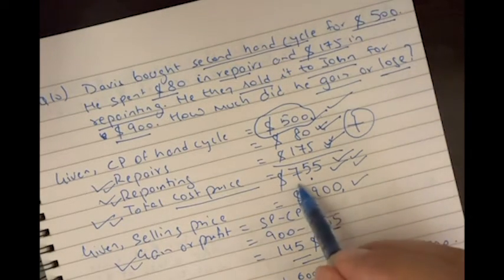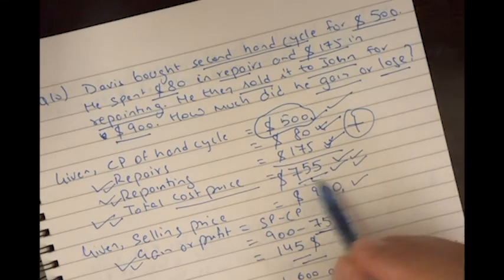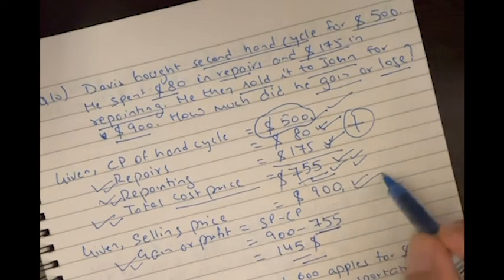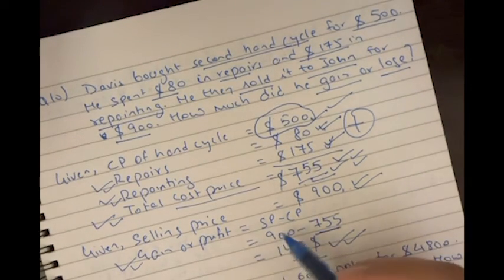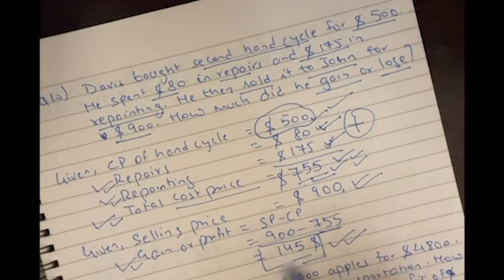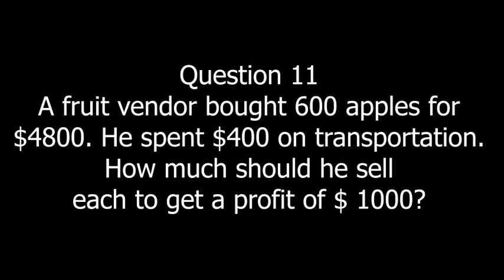So the total cost price after adding all this together is $755. The selling price is $900. Gain or profit is equal to selling price minus cost price, and you end up making $145 by selling the hand cycle to John at a price of $900.